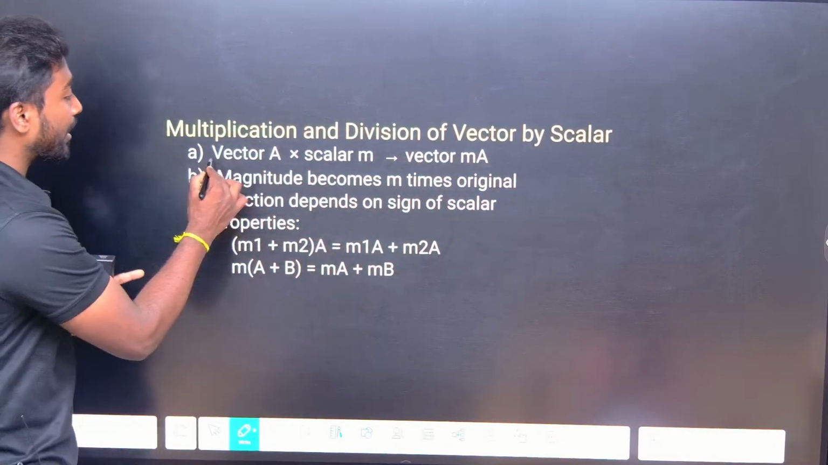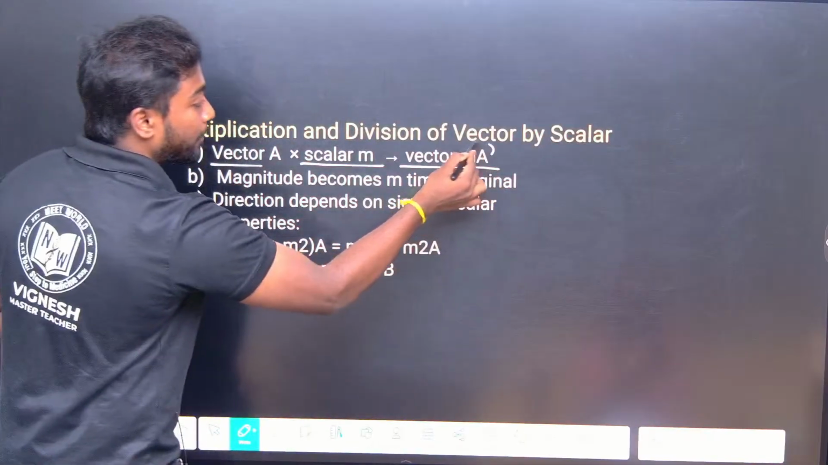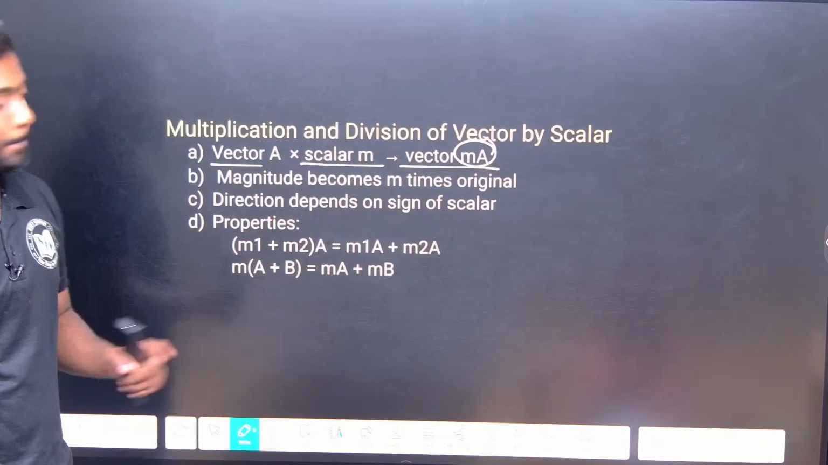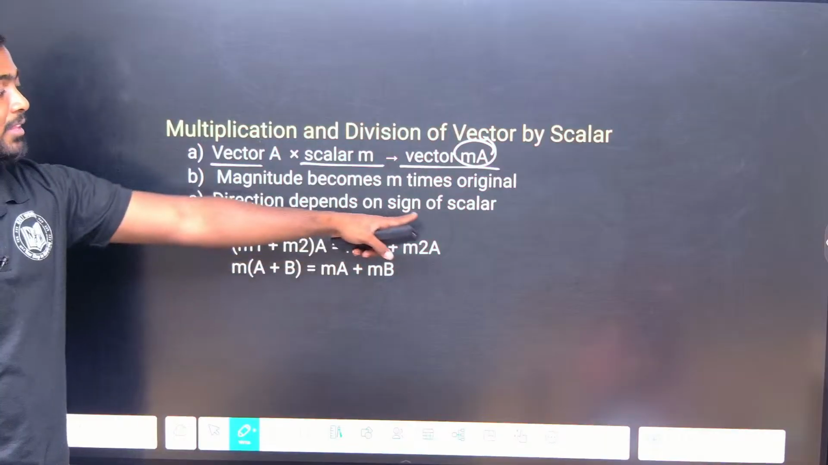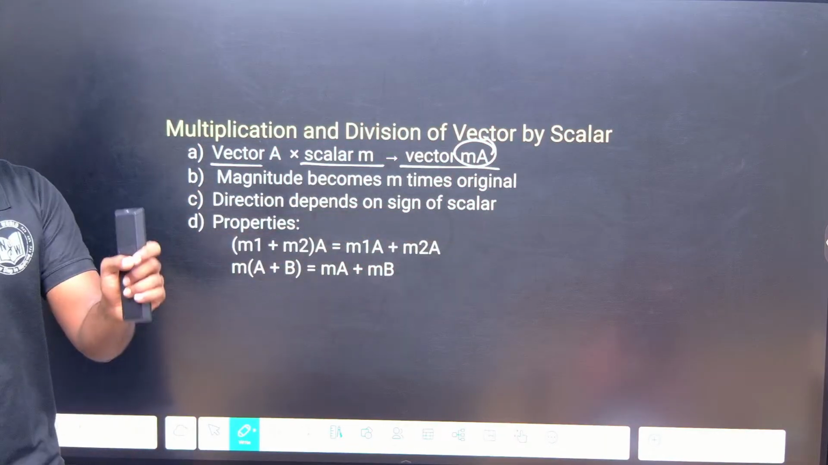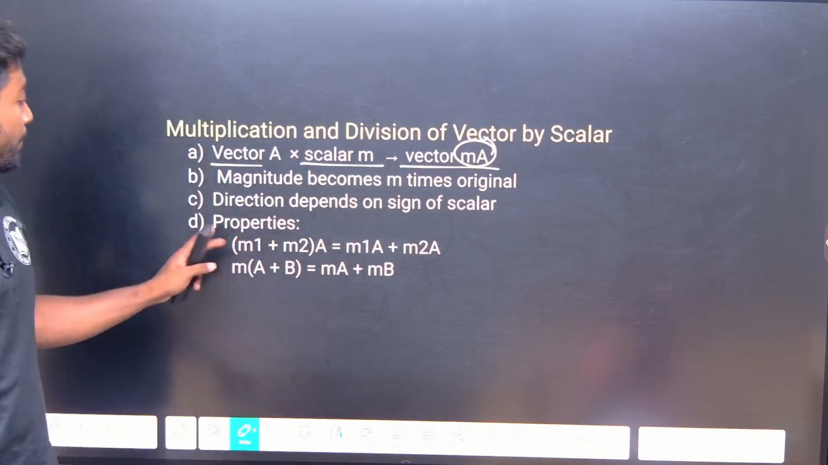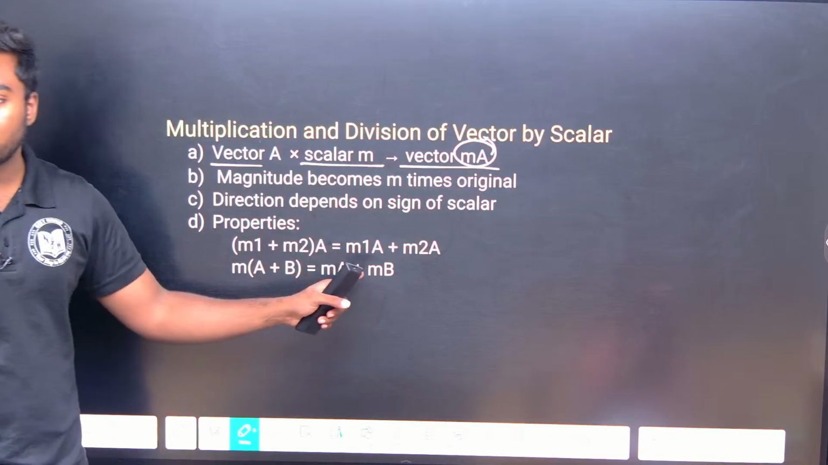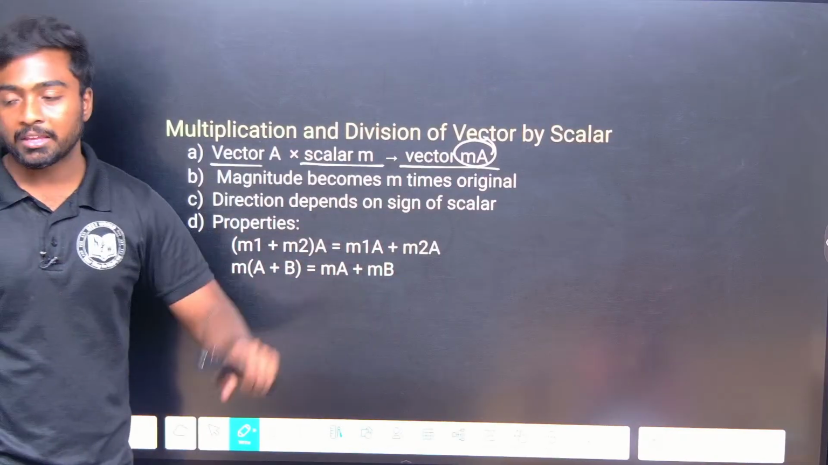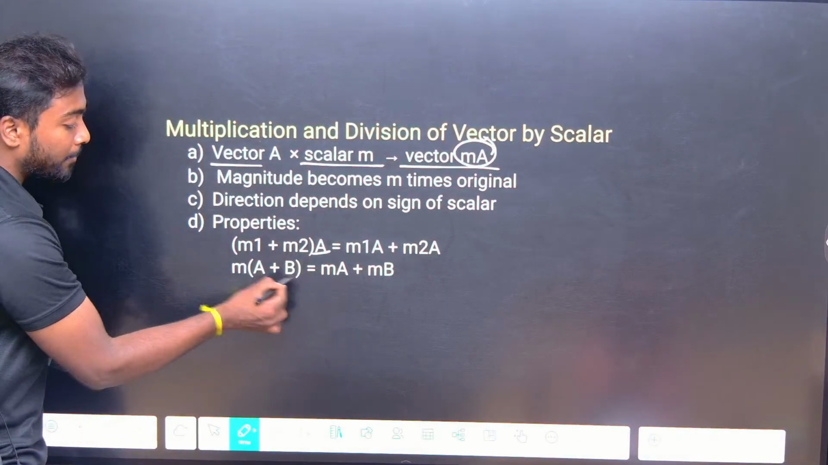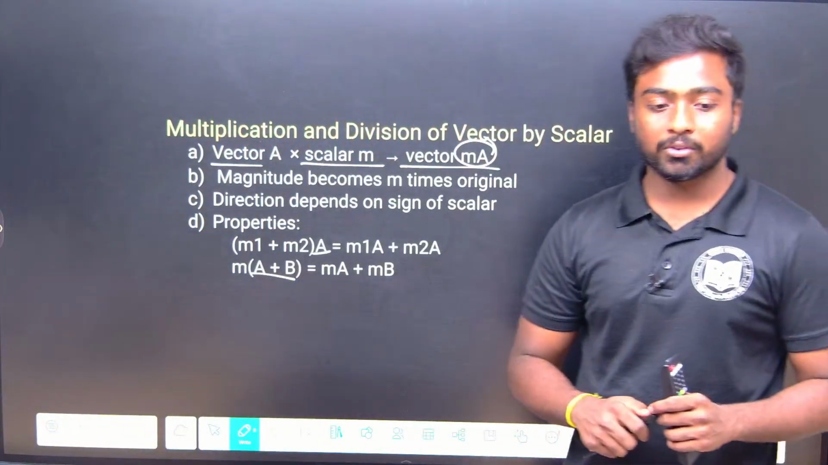Okay. So here vector A multiplied with the scalar m will become vector mA. So multiplied by the magnitude times. Okay. So magnitude becomes m times the original, that's the meaning. So direction depends upon the sign of the scalar. If I multiply minus 2, minus 2i, right? No. So properties: (m1 plus m2) A will be equal to m1A plus m2A, or m into (A plus B) equals mA plus mB. So this A is there, no? A and B are both vectors. Okay. m1 and m2 are magnitudes, scalars.